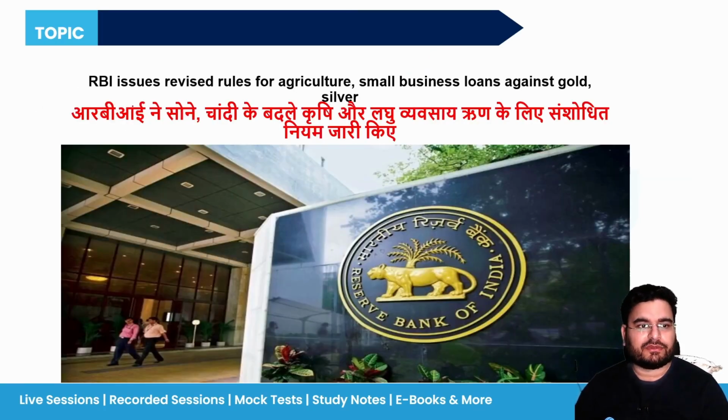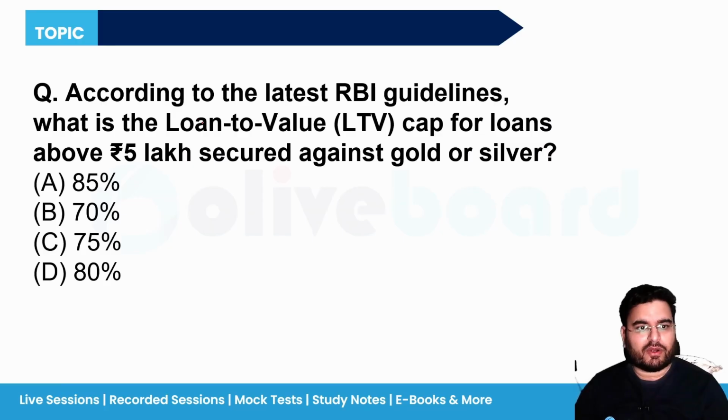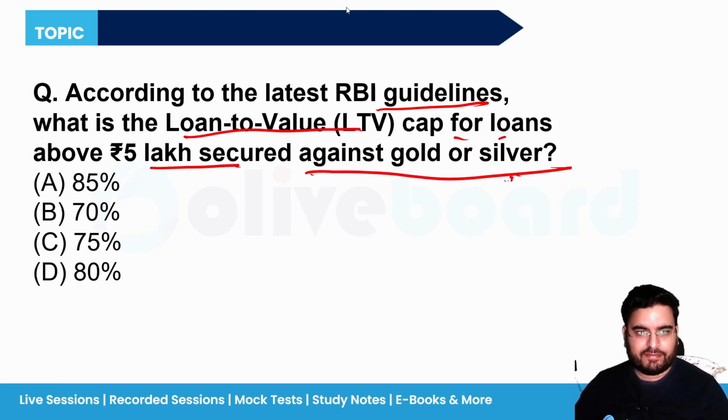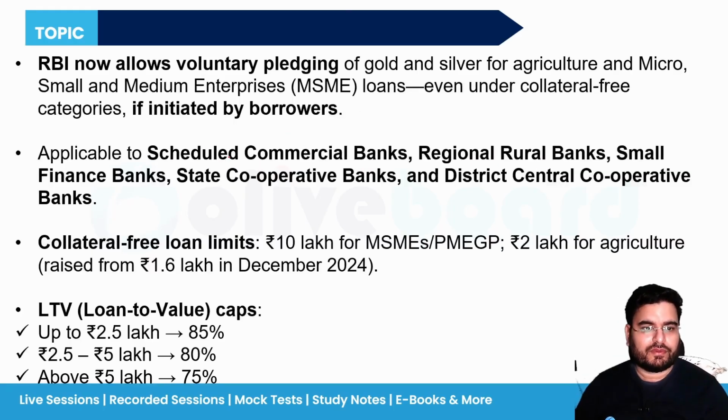Next is RBI issues revised rules for agriculture, small businesses loan against gold and silver. So according to latest RBI guideline, what is the loan to value cap for loans above 5 lakhs secured against gold or silver? So let's see the news in detail. And what is this loan to value? Loan to value means, for example, let's say if you have 1 lakh worth of gold. So against this 1 lakh worth of gold, you can get, let's say, 80,000 rupees as loan. That is loan to value, right?